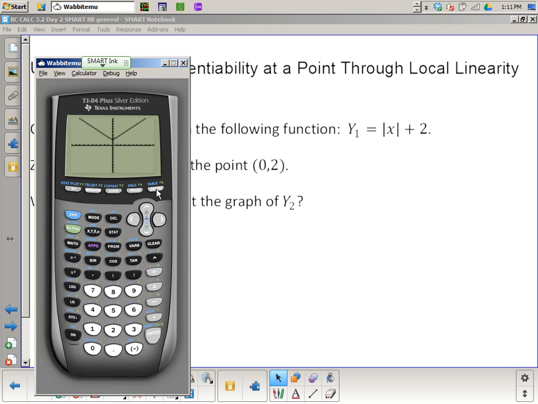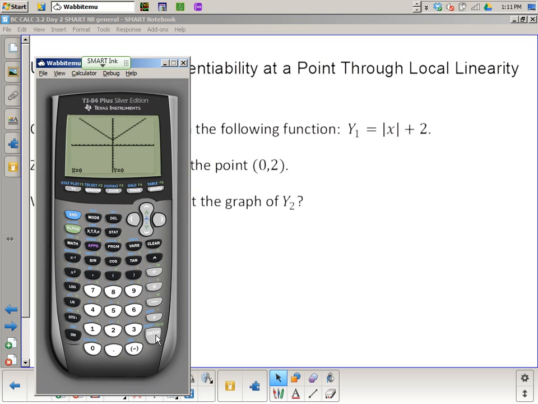And if you have it on Zoom Standard like I do, it looks like that, right? Not a foreign graph. We know this graph. Okay, let's zoom in. Remember, when you zoom in on a TI-84 at least, you can choose where you wish to zoom.